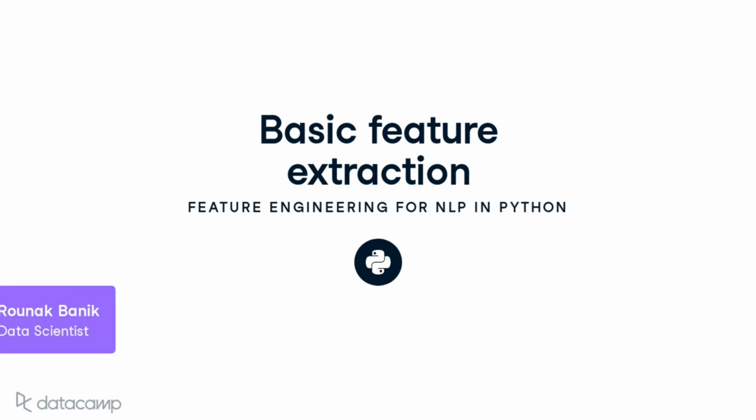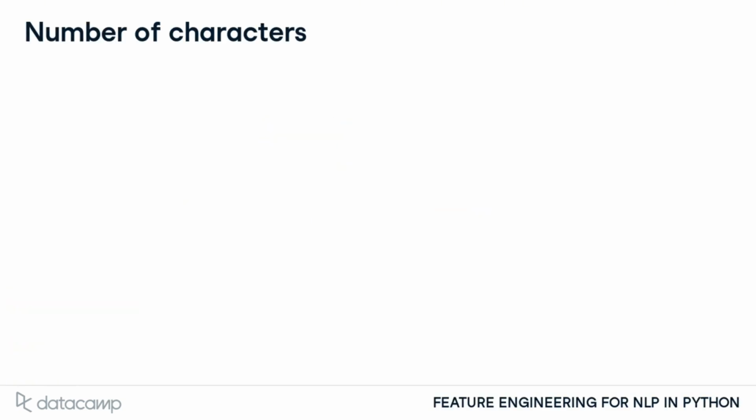In this video, we will learn to extract certain basic features from text. While not very powerful, they can give us a good idea of the text we are dealing with. The most basic feature we can extract from text is the number of characters, including white spaces. For instance, the string I don't know has 13 characters.